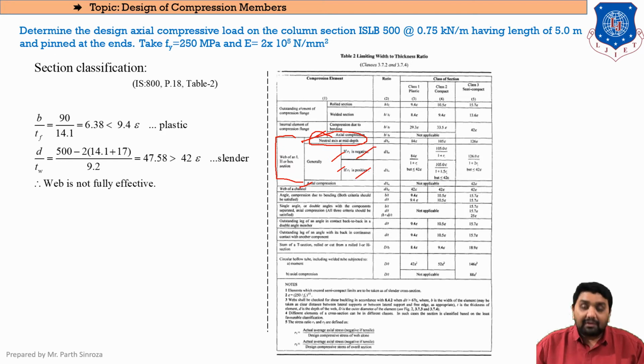This R1 negative, R1 positive will be used when continuous sections are being taken. Here, in this semester, we won't be taking a continuous section. So for this chapter's purpose, we will be using this case, that is axial compression. So for web, we will be using this axial compression, and for that we will be checking this ratio, that is d by tw. Now keep in mind, this is not capital D.